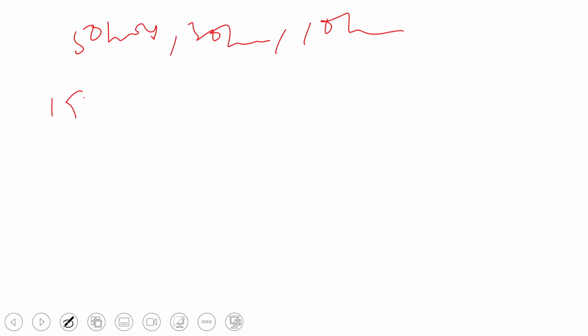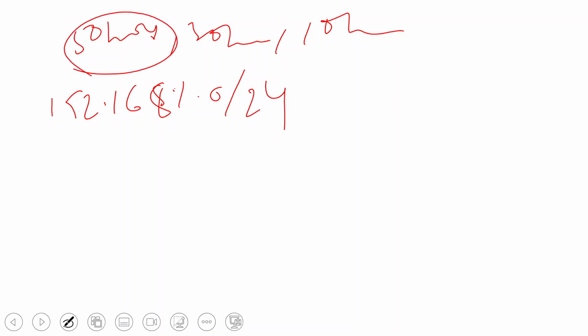Yeah, so how do we do it? As I said, 50 hosts, 30, 10, and we have 192.168.1.0/24. So for 50 hosts, you have to compare this with 2 power n greater than 50. This is a VLSM. This concept is called VLSM, variable length subnet masking.